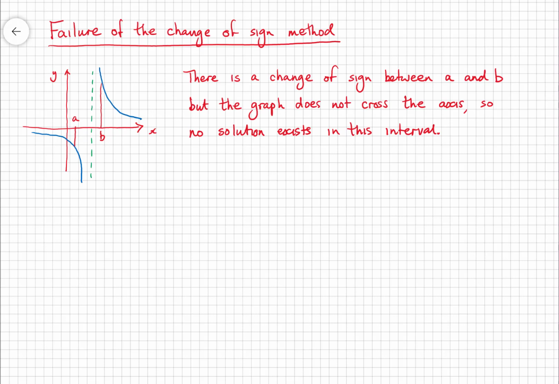Similarly, if there is some other form of discontinuity, there are occasions where to one side you may have a negative y value, and to the other side a positive, which suggests a change of sign and therefore a potential solution, but that solution may not exist. Other cases of failure are possible too.